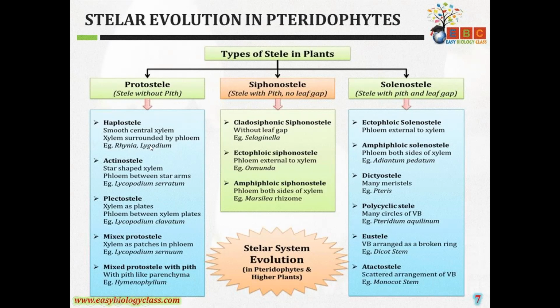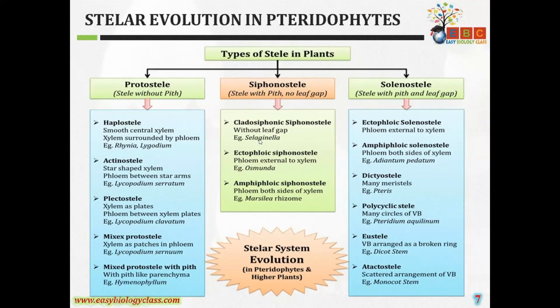It is a rare case, but these are the common types: haplostele, with round xylem surrounded by the phloem, as in Rhynia and Lygodium; and actinostele, with star-shaped xylem and phloem between the arms of the star. Plecto means plate-shaped xylem. How does the evolution take place? First it is round, then star shaped. The xylem expands and forms arms, then the arms separate and form plates, and then they separate further and look like patches. This is how they develop in protostele.